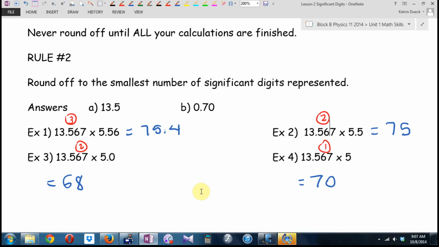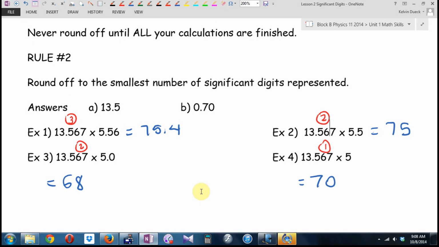Example 2 across 2 sig figs, so it became 75. Example 3, Kyle, is also 2 sig figs, so 68. Example 4, that 5 means the best I can go is 1 sig fig, so I wrote the 7, but I've got to put the placeholder in the 70. And that's why zeros after a number, but before a decimal, so on the left side of the decimal, don't count as sig figs. Is that okay?